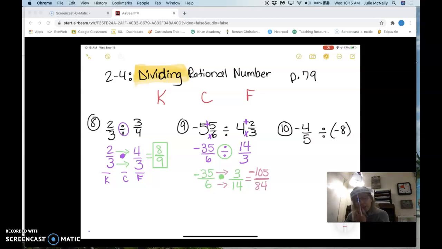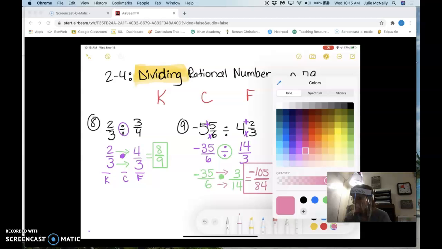And then that is it. You can leave it just like that, 105 over 84, or if you're good at reducing fractions, you could try to reduce it. But because 105 has a 5, it doesn't reduce any lower with 84. So we're just going to leave it like that. Okay, last one.